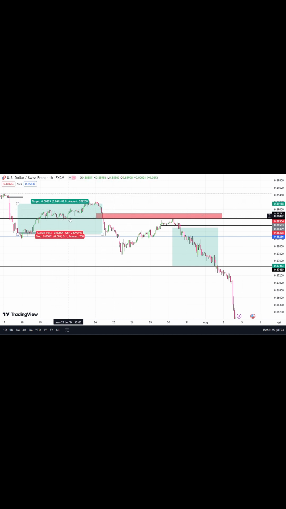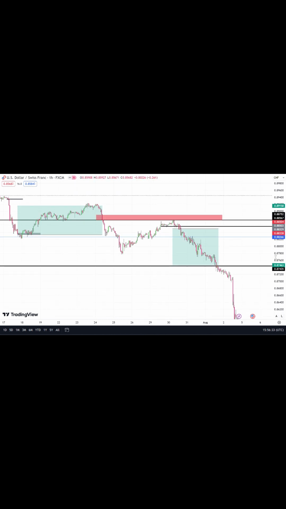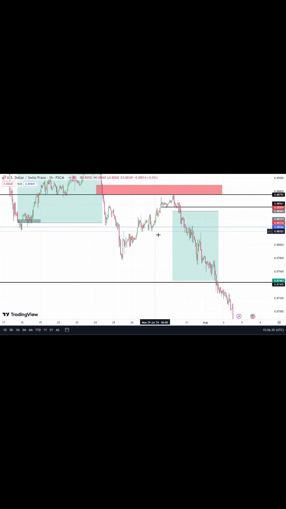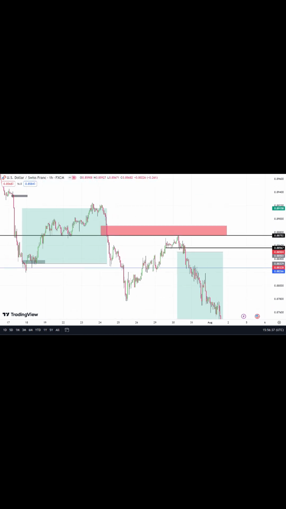Let me show you something. This is a breaker block. All right, this is a breaker block, and this is a fair value gap. There is a fair value gap around here. Let me zoom it so you can see properly. Can you see that? Can you see that huge fair value gap?